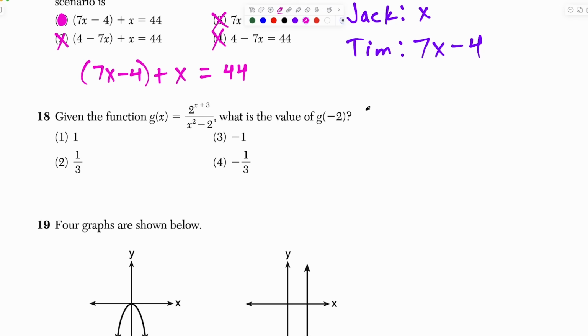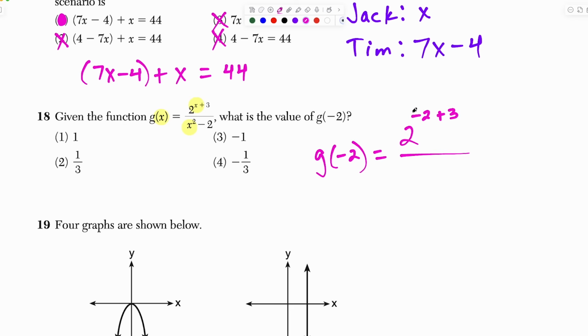So for this one, I'll show how to do this by hand, and then I'll show how to use the calculator. So g of negative 2, this tells us to replace all of the x's with negative 2. So we have an x here, here, and here, and the x on bottom is being squared. So we plug in, we have 2 to the negative 2 plus 3.